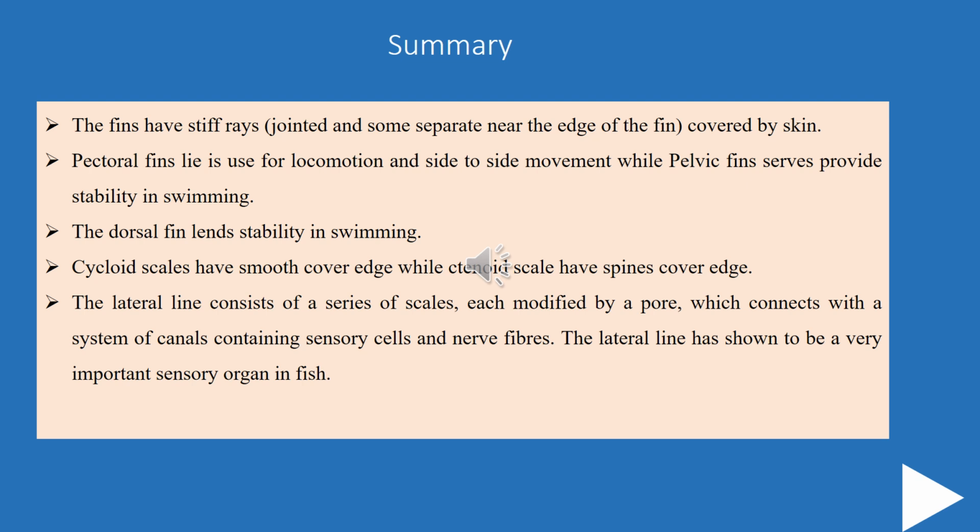Cycloid scales have smooth edge, unlike ctenoid scales, which are toothed. They have toothed edge. The lateral line consists of a series of scales, each modified by a pore, which connect with a system of canals containing sensory cells and nerve fiber. The lateral line has shown to be a very important sensory organ of fish.